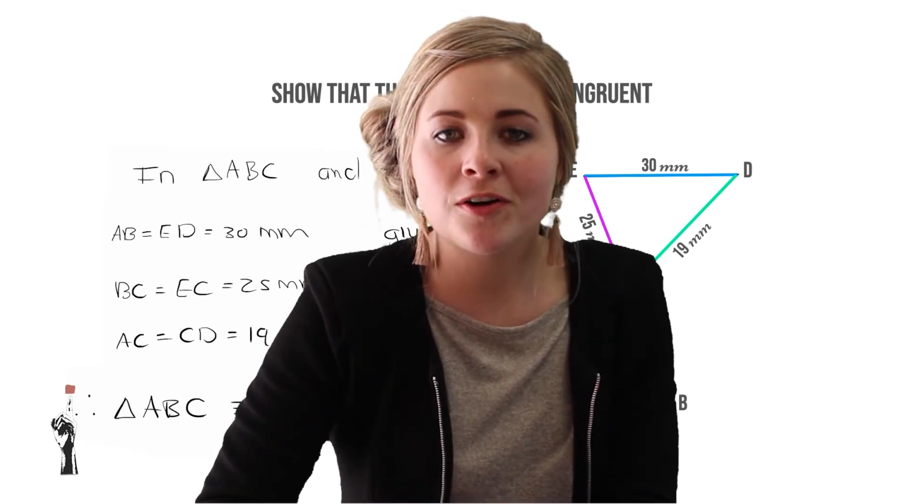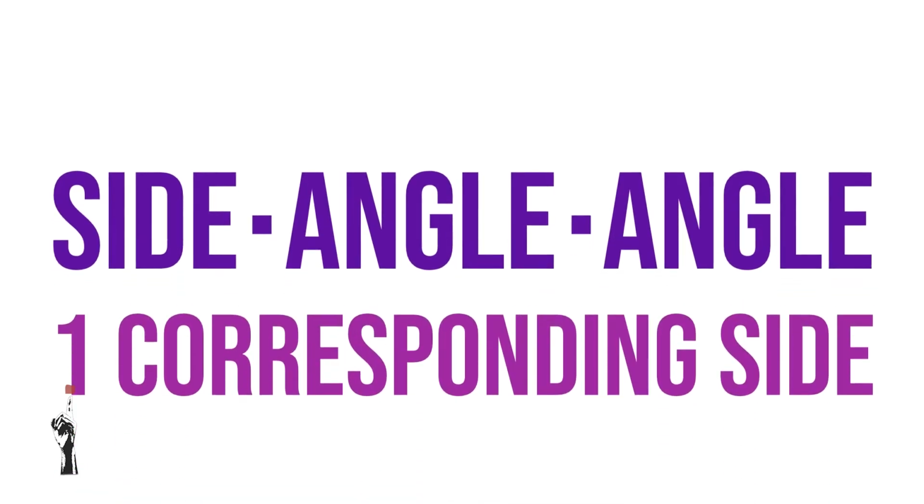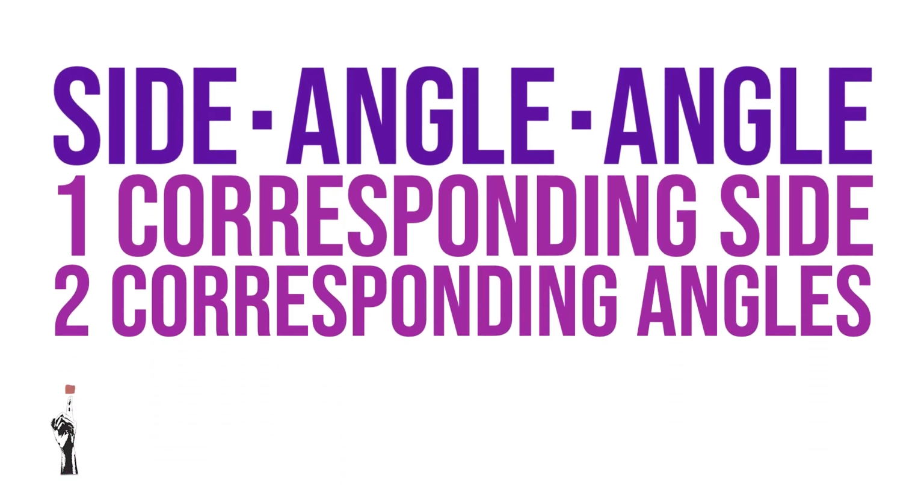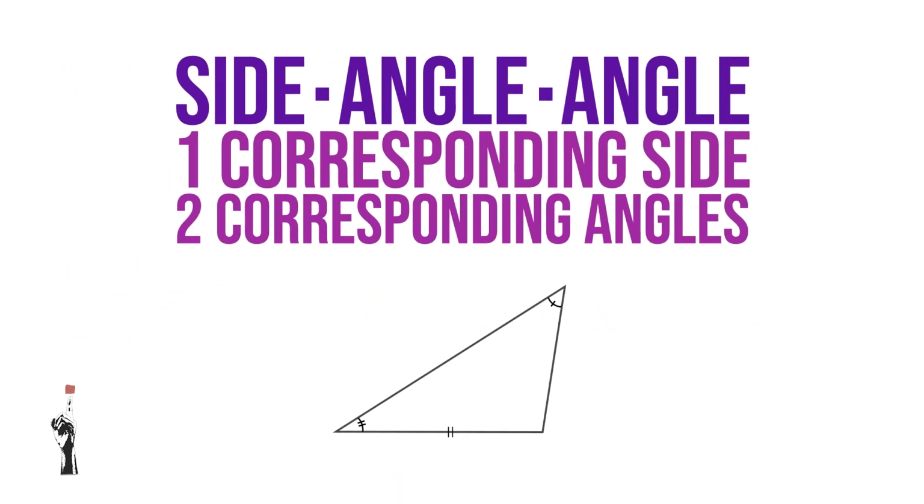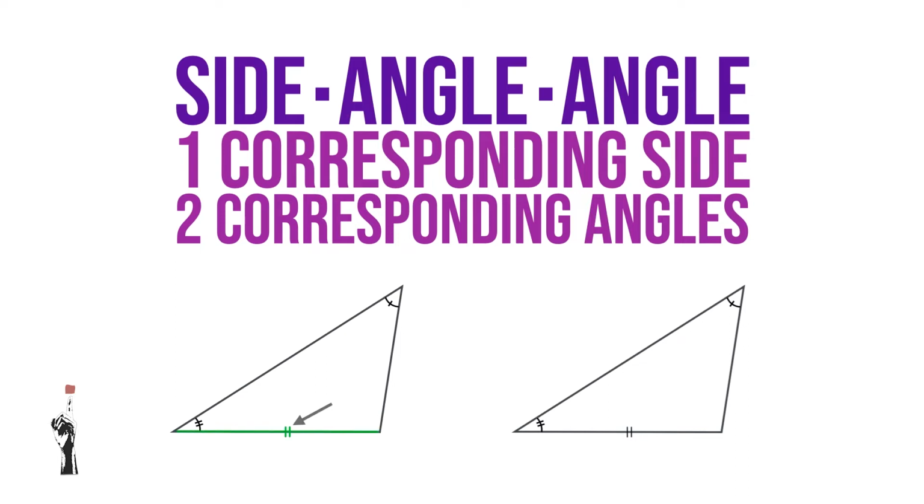My second case for congruence is side, angle, angle. That means I need 1 corresponding side and I need 2 corresponding angles. So let's look at this example. Over here, I have one side with a corresponding side being equal, as well as one angle with a corresponding angle being equal, as well as a second angle with a corresponding angle being equal. If this is the case that I have 1 corresponding side being equal and 2 corresponding angles being equal, then it is also true that the triangles are congruent.